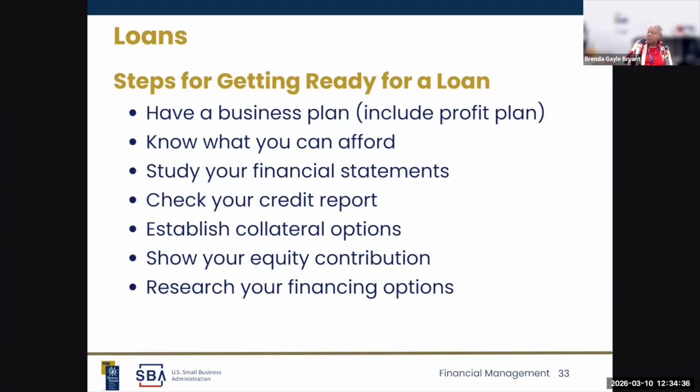Establish your collateral options, know what you have and what you don't have, what you will put up against the loan and what you won't put up against the loan. Will you put up your own savings against the loan? Will you put up the equity in your house against the loan? If you're uncomfortable with those, then you don't need to go after a loan that wants your collateral. You need to go after a loan that has no collateral attached to it.